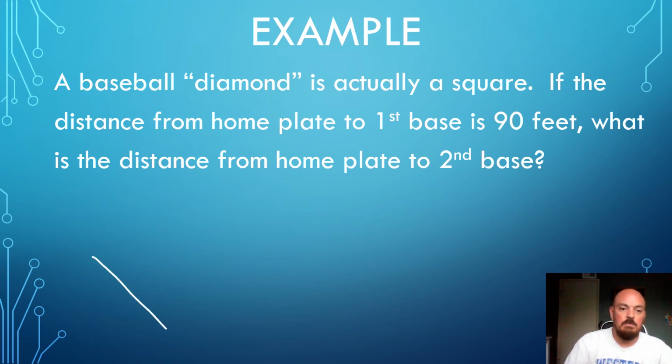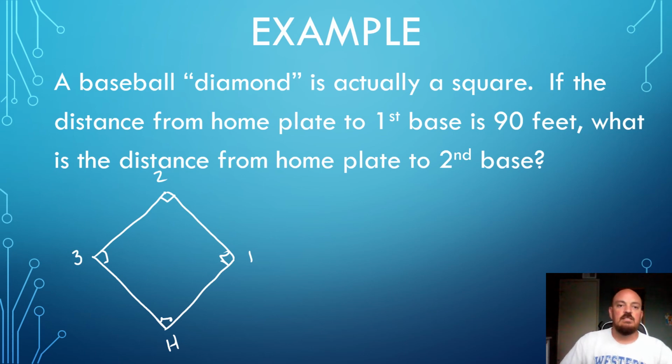So like, let's say this is my baseball diamond right here. And this is H for home plate, this is first base, this is second base, this is third base. So here's our bases. Here's our home plate right here. And I said the distance from home plate to first base is 90 feet. So here's 90 feet. Now remember, I also told you it's a square. So these are all 90 feet. Then I ask you guys, what is the distance from home plate to second base? That would be a straight line from here to here.